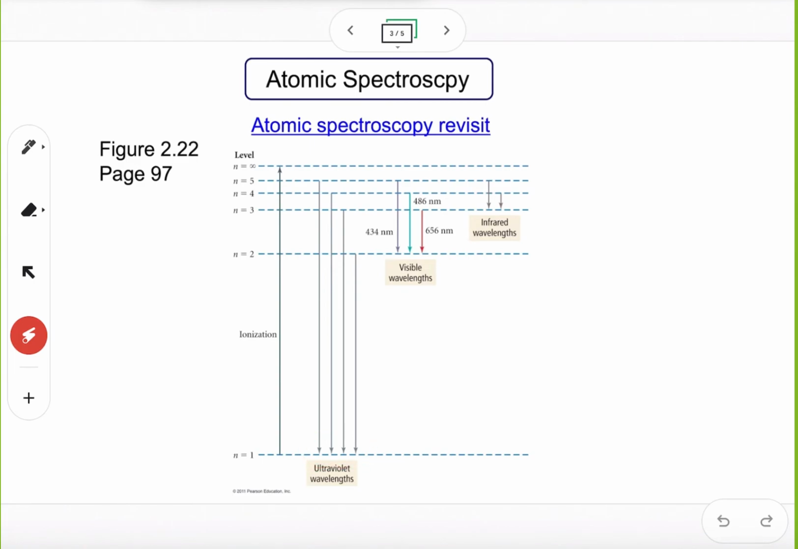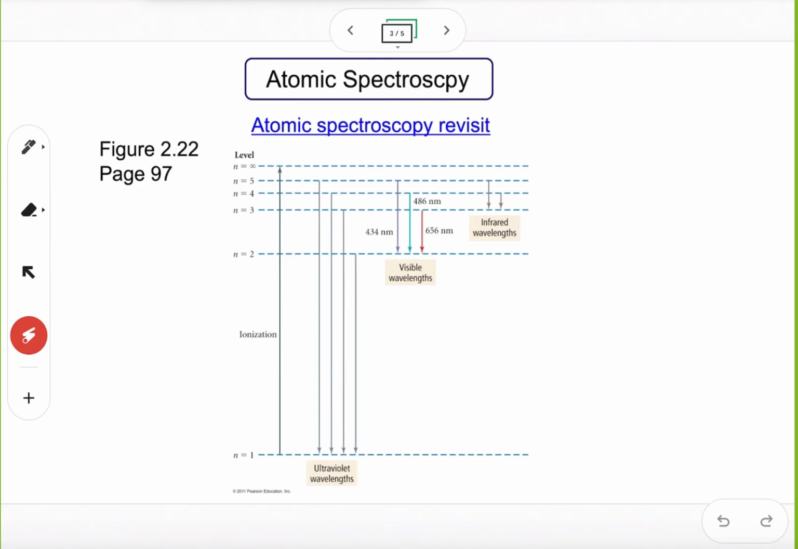If those electrons go from n equals 5 to n equals 3, or n equals 4 to n equals 3, they will also release photons, but the energy of those photons is quite small, so they are in the infrared light range. Again, our eyes cannot see these infrared lights, so we will have to use a special instrument to see them.